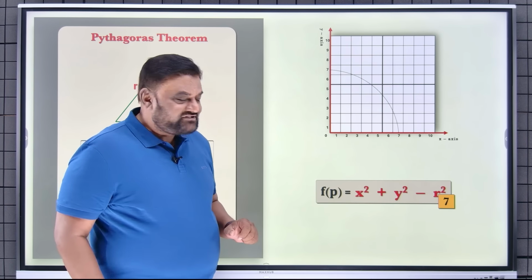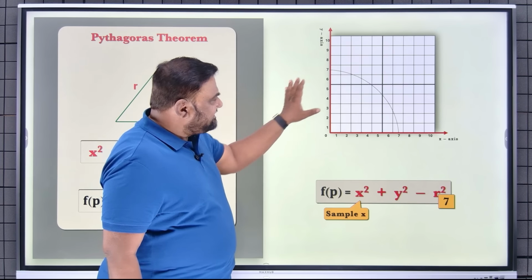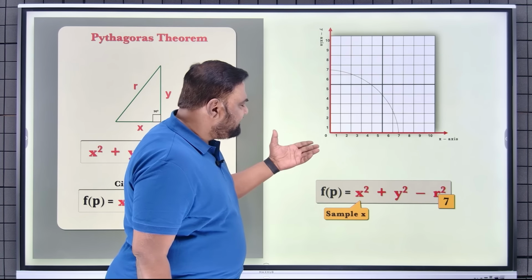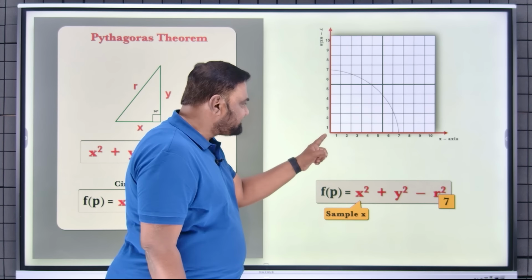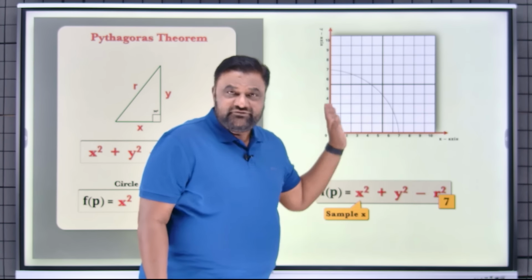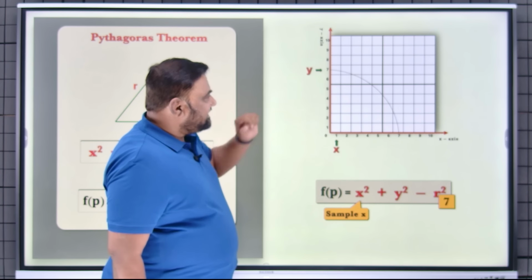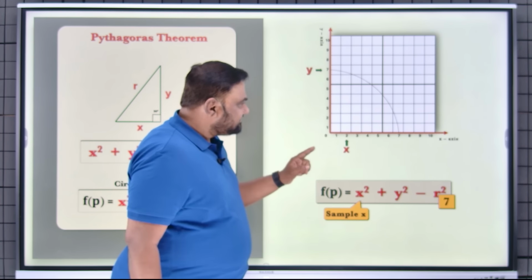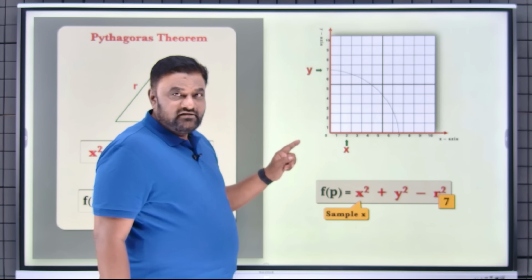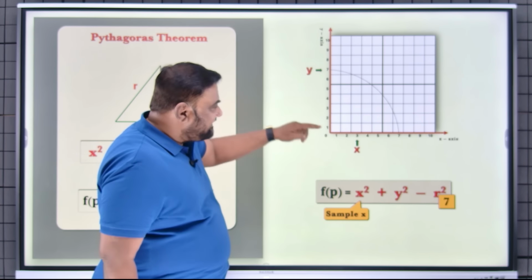So what we can do is, we will sample x. Sampling x means, within this only, we have to get x and y values. If you see the x values that start from 0, 1, 2, 3, 4 up to 7, they will go maximum if you're taking the entire quadrant. So we'll take x here and y here. We'll increment x. What about y?